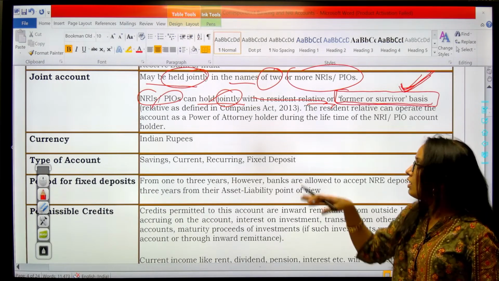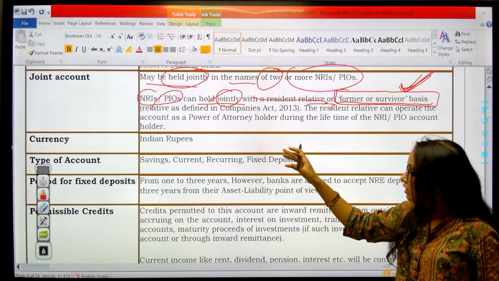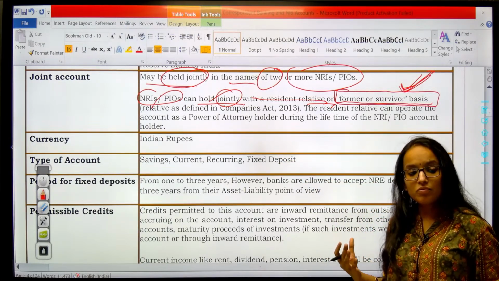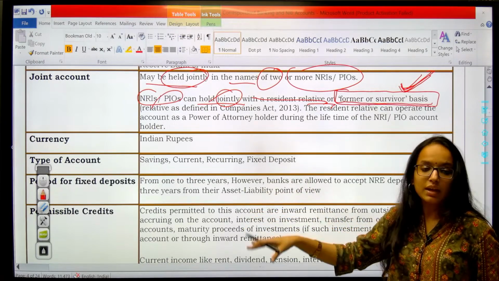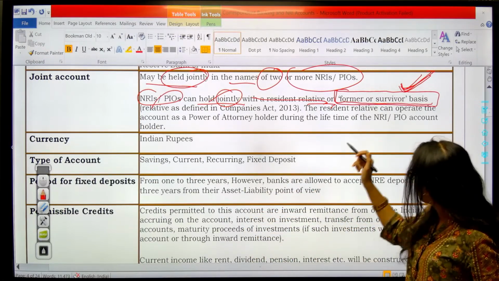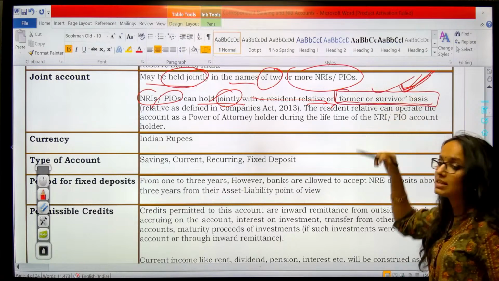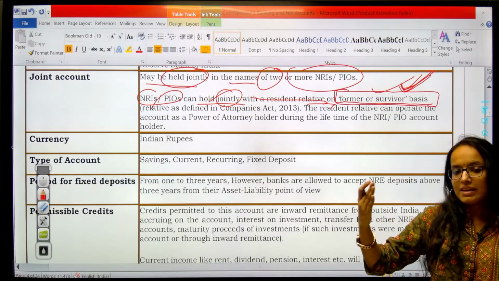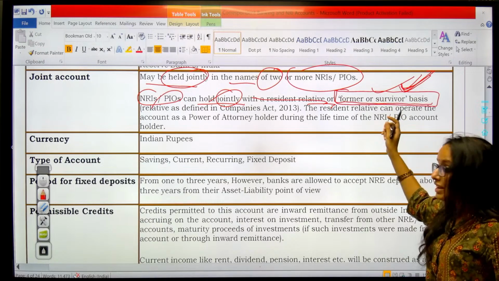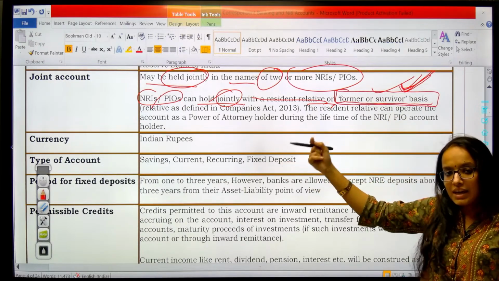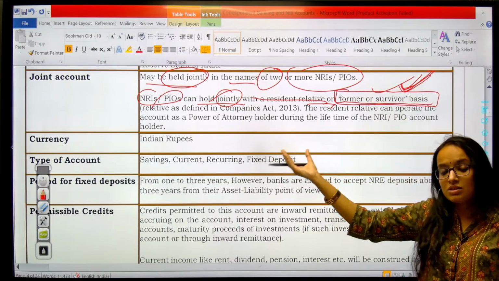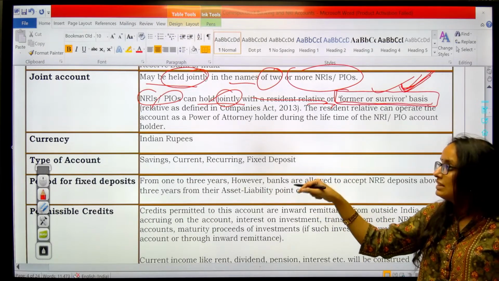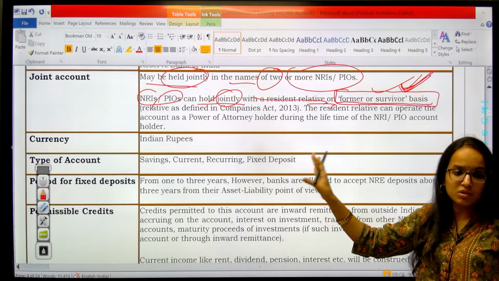Right? So there is a provision of joint account. NRIs and PIOs can have a joint account with a resident relative of theirs in India, for example, but on the basis of former and survivor. This is something you should remember, former and survivor basis, which is to say that the relative who has been made a joint account holder will only be able to operate this account after the demise of the original account holder.